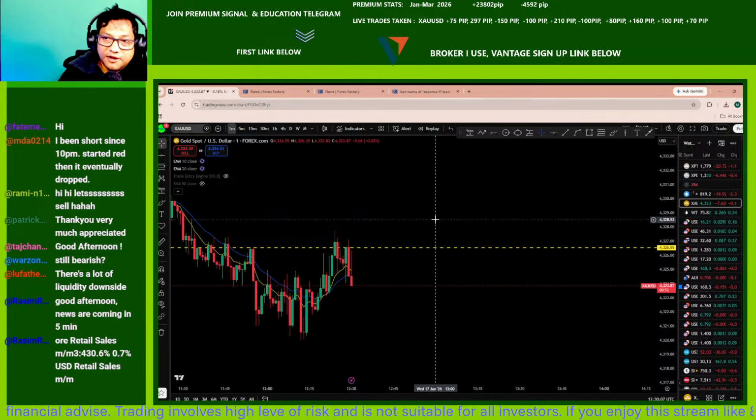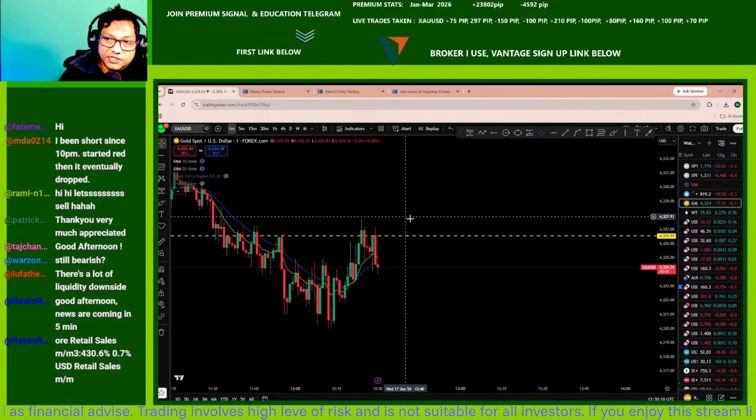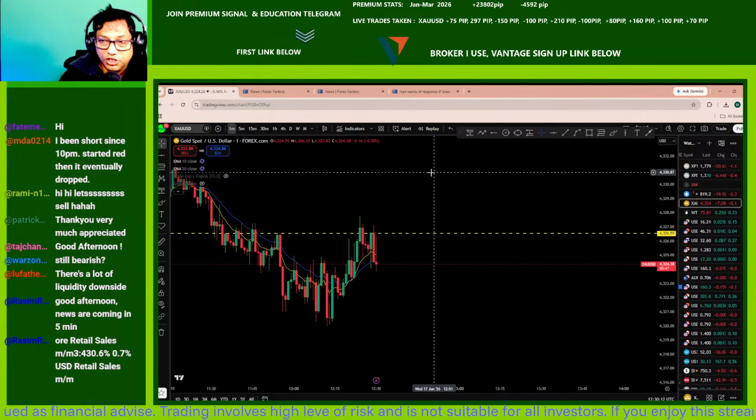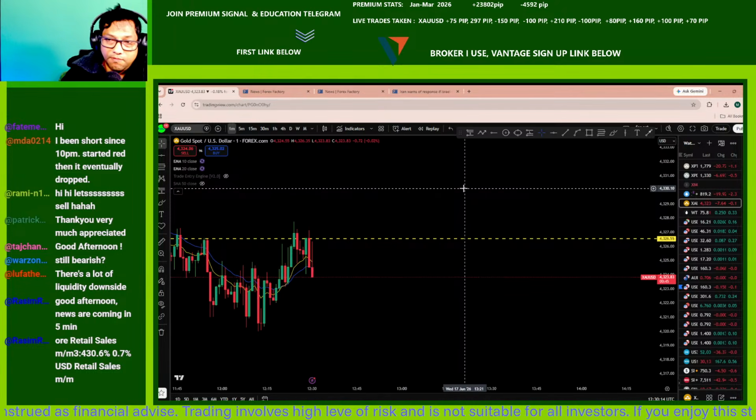So let's see that technically the market is creating that structure, and you could see that potentially the market may revert back in that area.